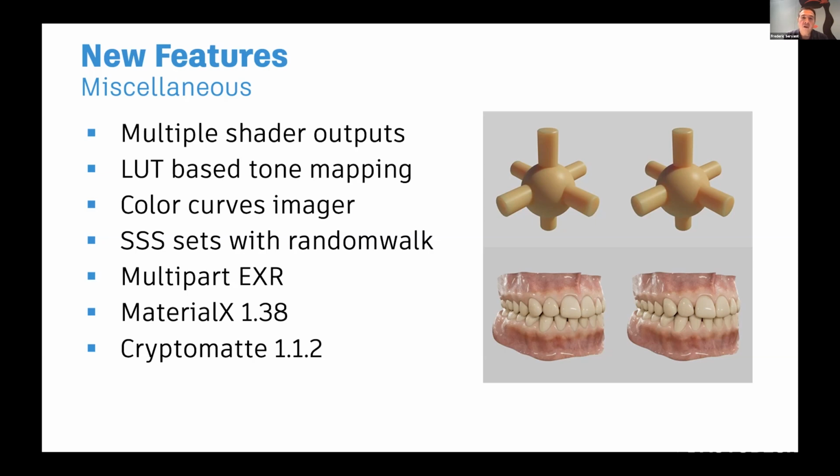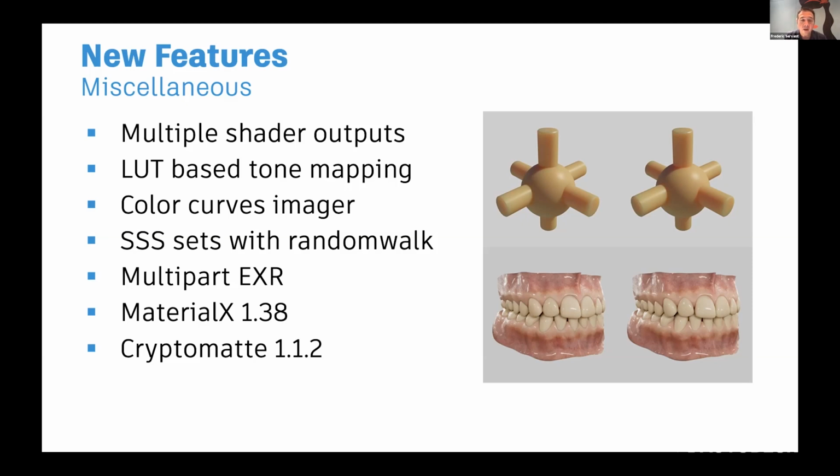And other features: we've introduced the possibility to apply LUTs to do tone mapping in images. We have also added the often requested color curves imager to do color correction. We have added the possibility to do SSS sets with random walk, and I'll explain. This is illustrated by the images on the right, but I'll explain in a few moments what this is about. Also, very often requested was the ability to render EXRs in multi-part form.